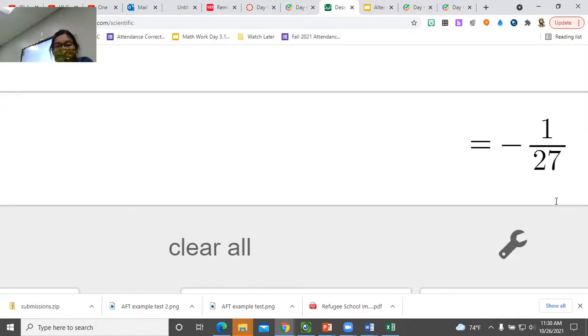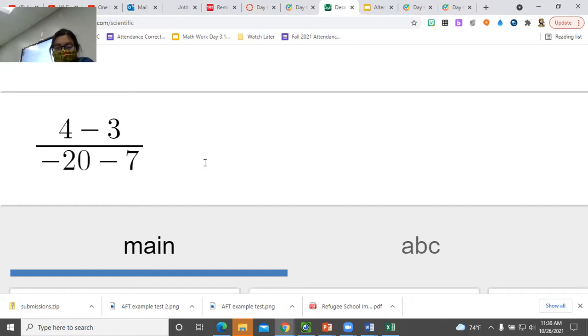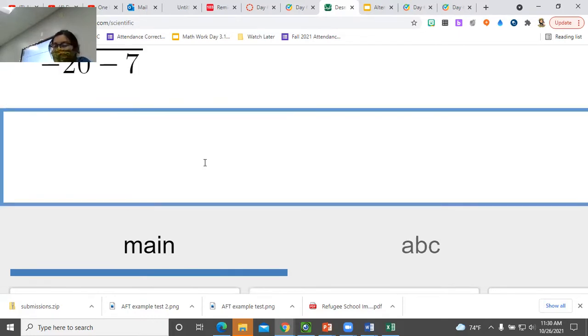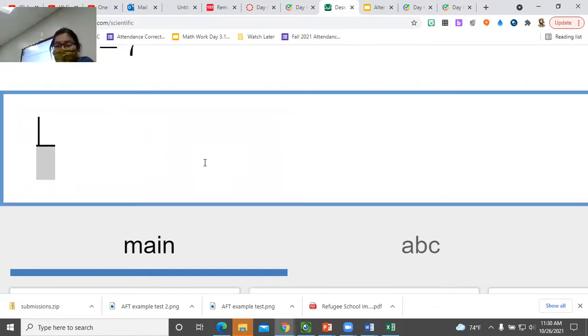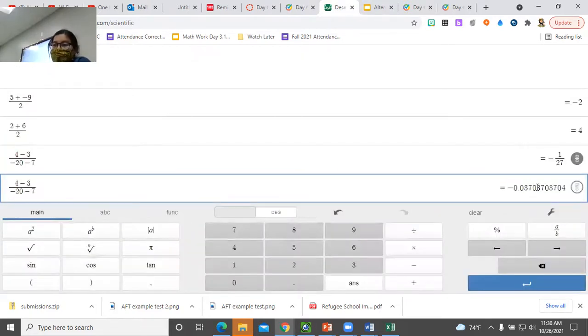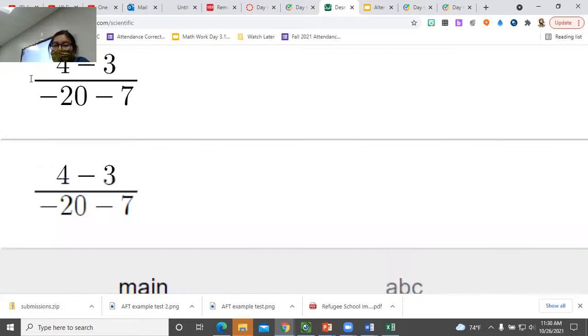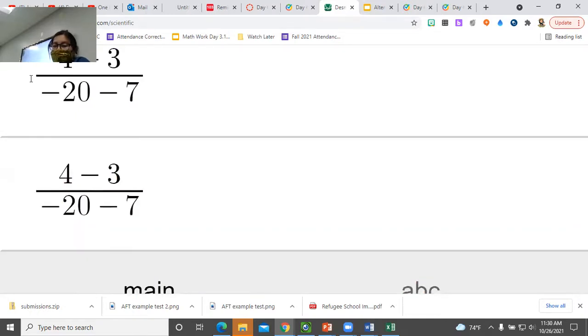First thing I type is fraction. And then 4 minus 3 over negative 20 minus 7. I get a decimal, but I click on the circle to make a fraction. And that's what I want.